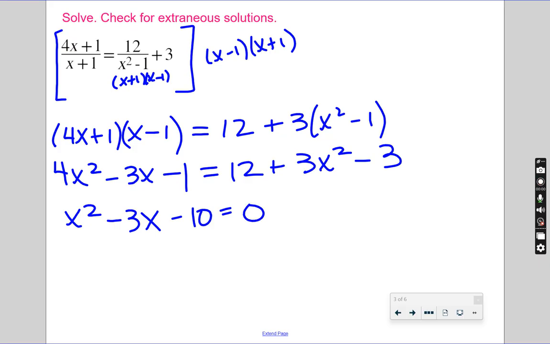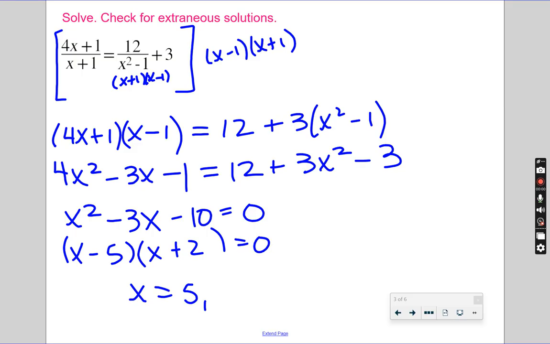Is that factorable? Yes. X minus 5, x plus 2. X equals 5 and negative 2. So we had 2 answers this time.